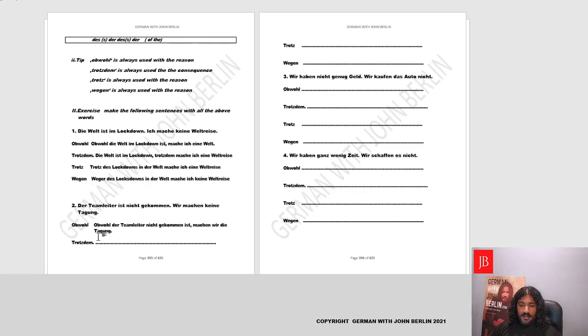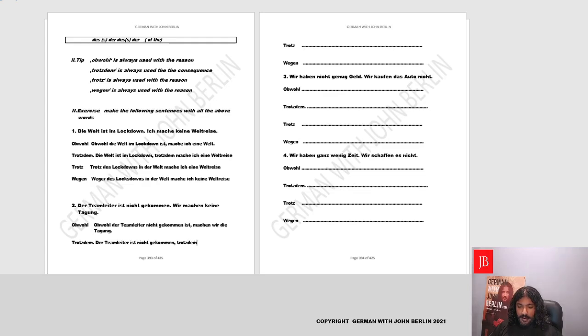Now here we could do the same sentence with trotzdem, which is nevertheless. It always comes with the consequence. What is the consequence? That we do a meeting. So we'll begin. Der Teamleiter ist nicht gekommen. Yes. Der Teamleiter ist nicht gekommen. Very good. And now we'll say nevertheless.